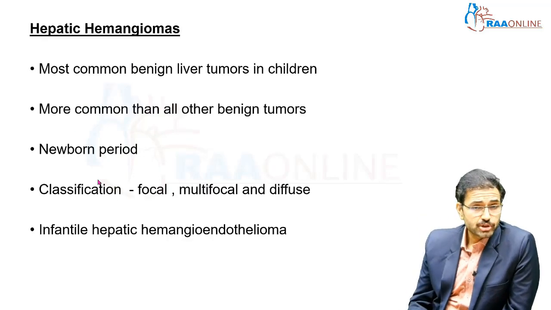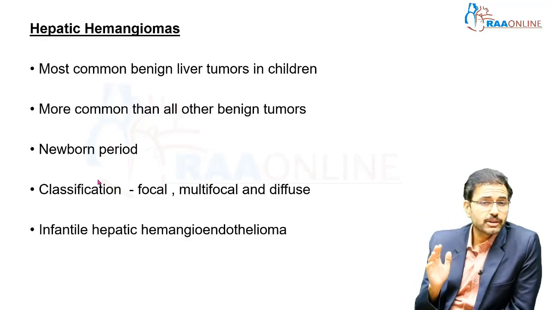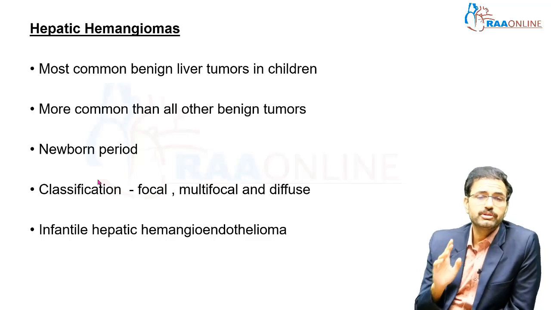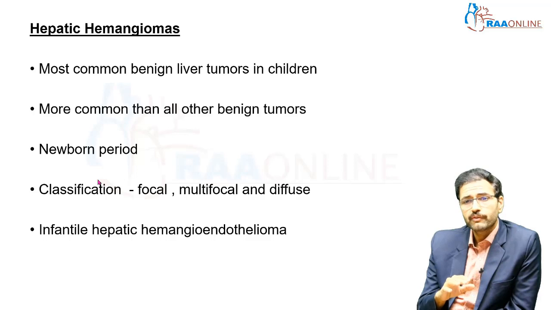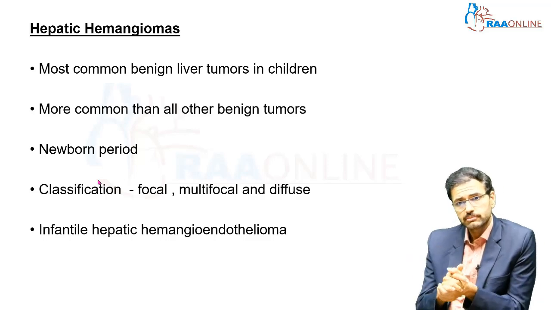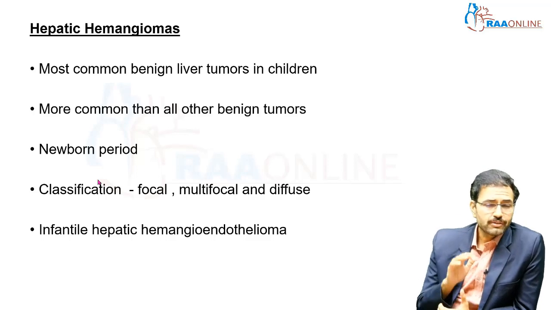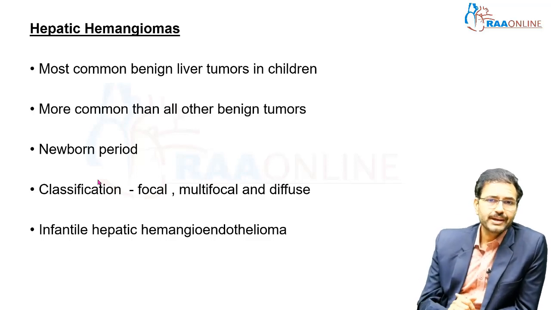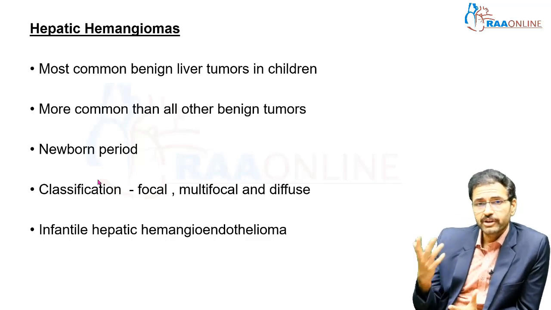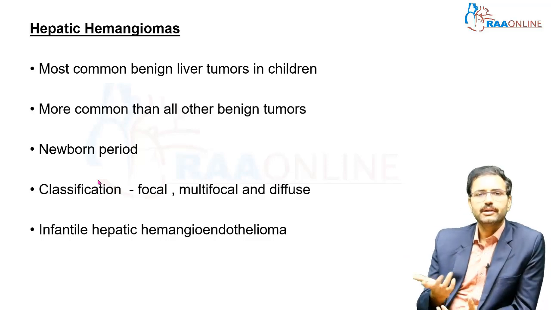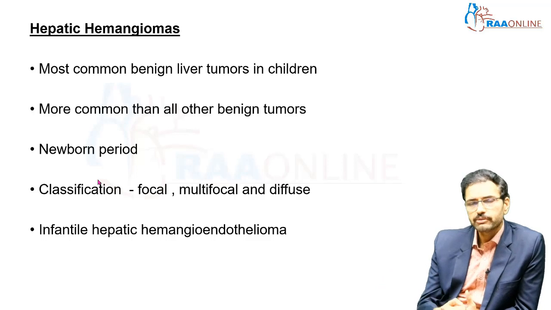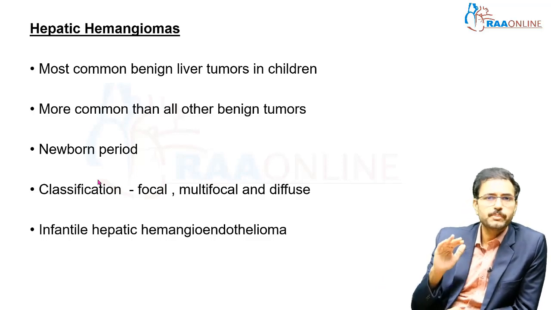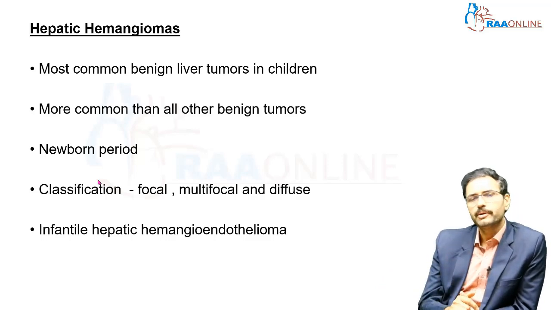So, hepatic hemangiomas. Hepatic hemangiomas remain the most common benign liver tumors in children. They are more common than all other benign liver tumors of children put together. It is very commonly detected in the newborn period because it manifests with external manifestations like cutaneous hemangiomas. When you have more than 5 cutaneous hemangiomas, always have the suspicion of an underlying hepatic hemangioma.